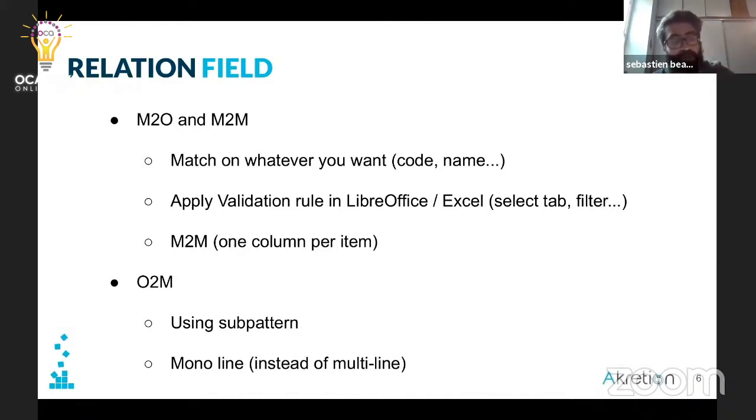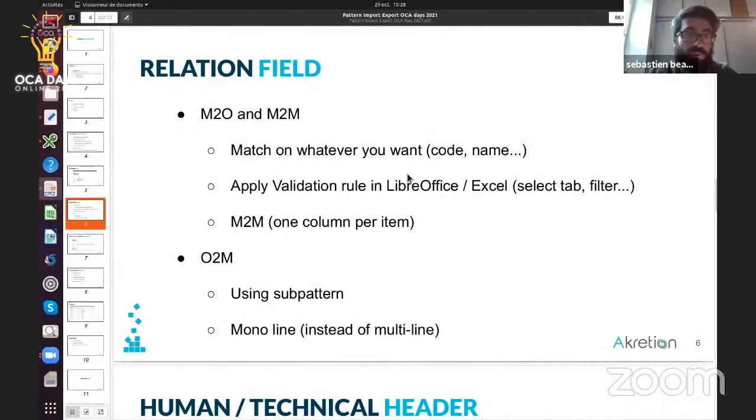The issue with this is if at one moment you sort the file, then you break your file, because the order really matters. You cannot do a sort, and most of the time at one moment the customer is going to do a sort and then it breaks your whole file. So we're going to show how you can use a sub-pattern, and in that case we use monoline. So we're going to show you how we import one-to-many.